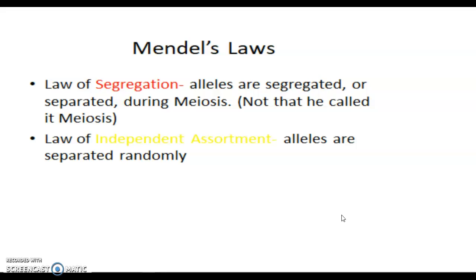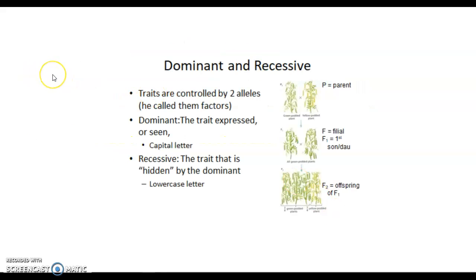And the other law he has is the law of independent assortment. Alleles are separated randomly. This is exemplified by something that we studied last unit called crossing over, which makes things random. Okay, a couple of terms that you'll want to copy down. One being dominant, the other being recessive. You'll also copy down parent generation, F1 generation, and F2 generation. Those are important.